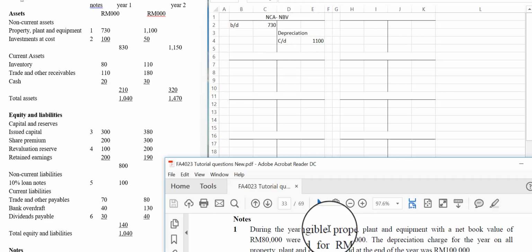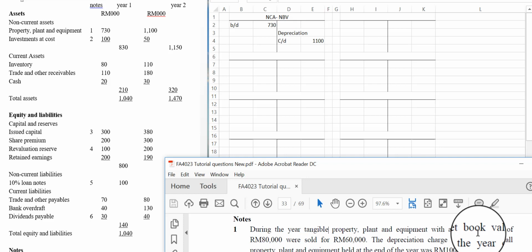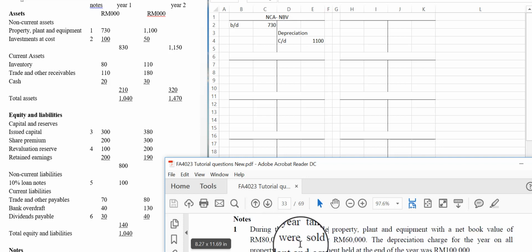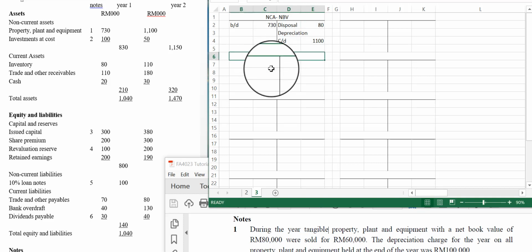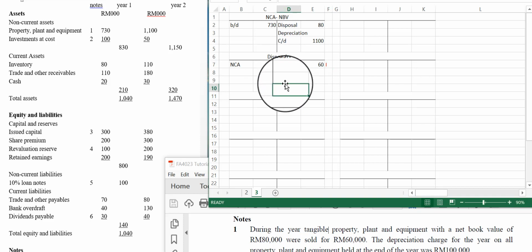Now, according to note number 1, it mentions that tangibles, one of the properties with a net book value of 80,000, was sold for 60,000. So it means that you have a disposal here. The net book value is 80,000, but you sold it for 60,000. So in the disposal account, you have 80,000 from your NCA, but you're selling it at 60,000. So this is the cash amount you have. Since it's cash and this is for your assets, you go to I, meaning investing activities.